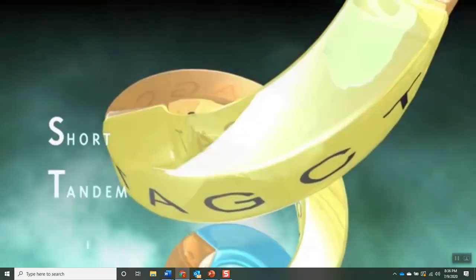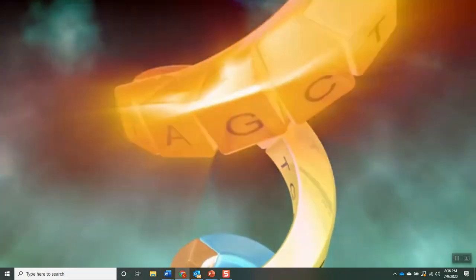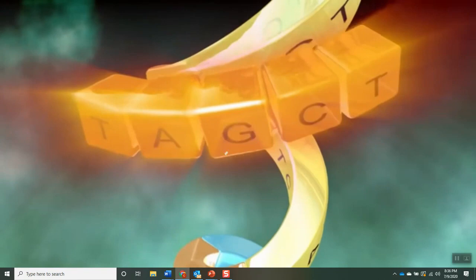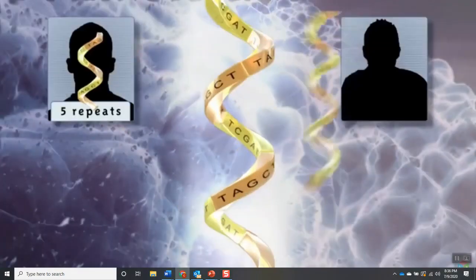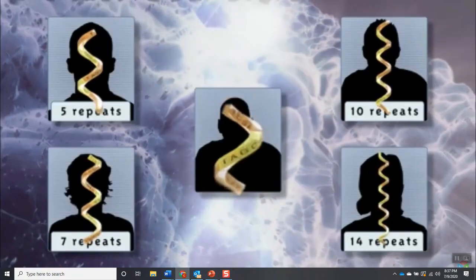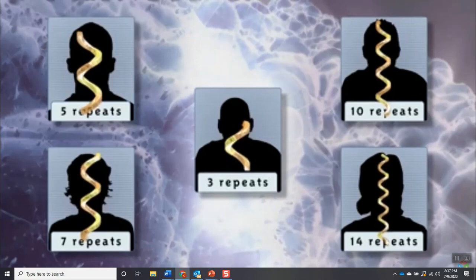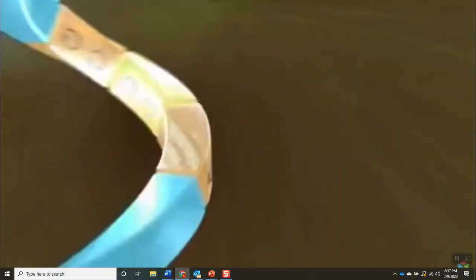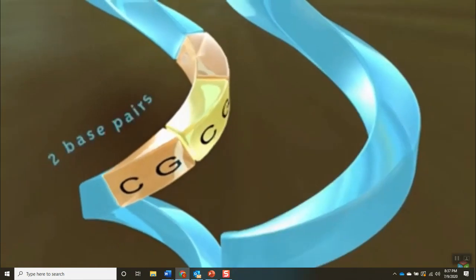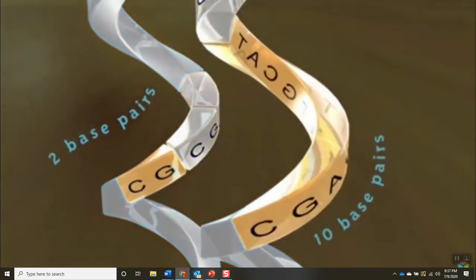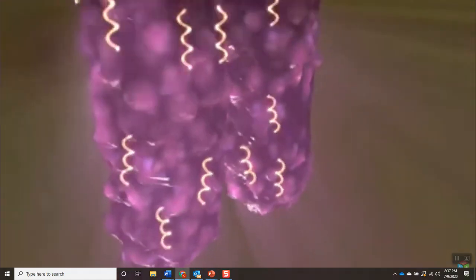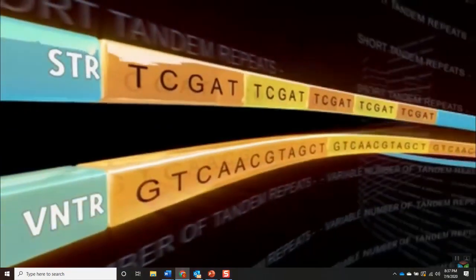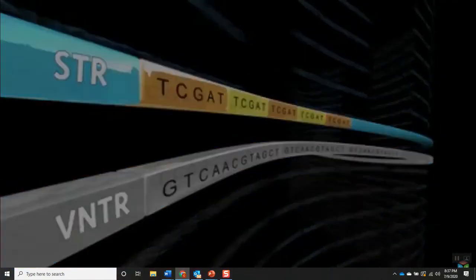A short tandem repeat, or STR, is a region of DNA composed of a short sequence of nucleotides repeated many times. Since the number of repeated sequences in a given STR varies from person to person, pinpointing these variants can be useful in DNA fingerprinting. As the name implies, the repeated stretches in STRs are short, only 2 to 10 base pairs long. For this reason, and because they are dispersed more evenly throughout the genome than the longer variable number tandem repeats or VNTRs, STRs are favored by forensic labs.